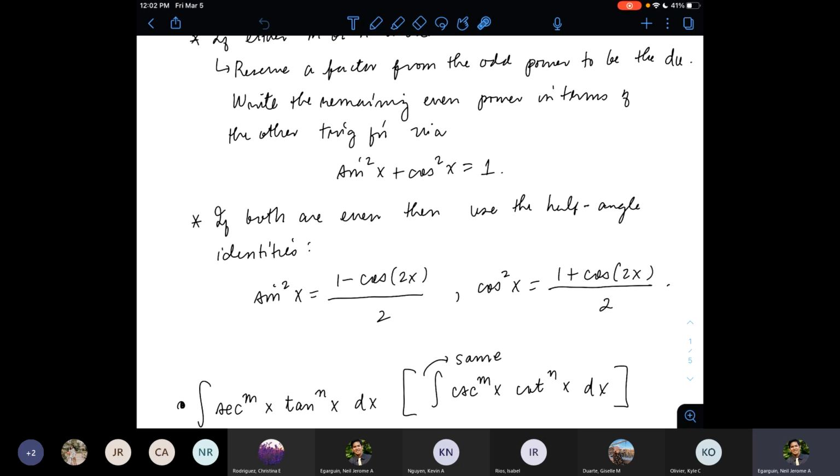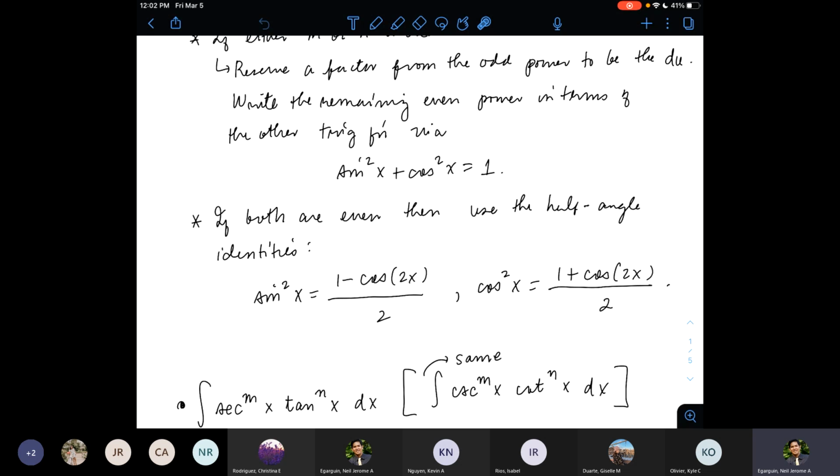But the other case is when both of them are even. So it is impossible to isolate one factor to be your du because that will leave you with an odd power which cannot be written in terms of the trigonometric functions nicely, right? Because you will have square roots there. So if both of them are even, then you should use the half angle identities for sines and cosines. This is something that you have encountered in your pre-calculus or algebra classes.